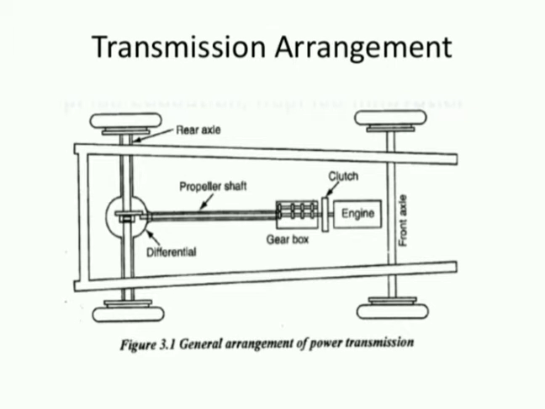In this figure, we can see the transmission arrangement. There are rear axle, then front axle, then engine is connected to rear axle with propeller shaft, and there is a differential, and there is gearbox for changing gear ratios, and also there is a clutch for engaging and disengaging the engine and gearbox.